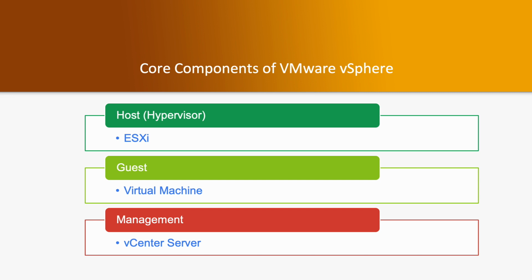Now we'll discuss the components of VMware vSphere. We have basically three core components of VMware vSphere. One is host, which is known as ESXi. Another is guest, which is known as virtual machines. Third one is management, which is known as vCenter server.